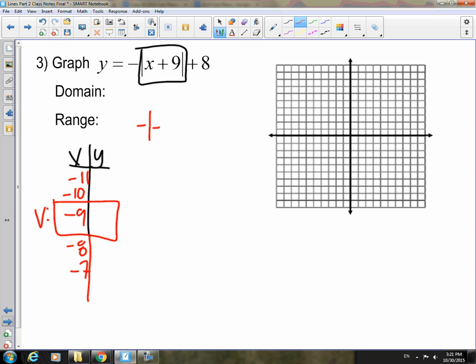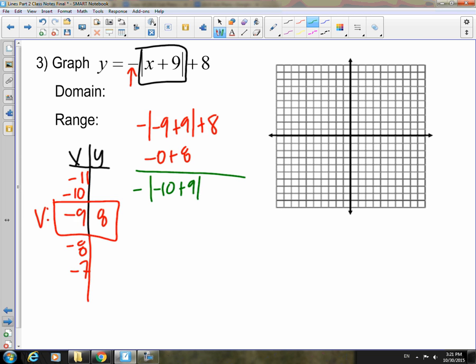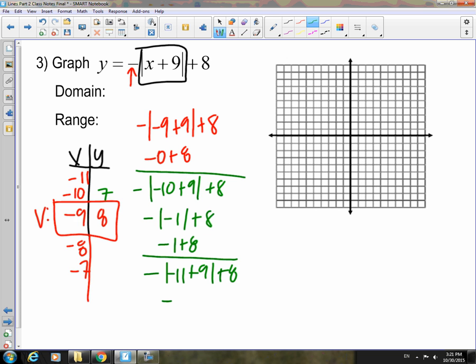So I've got -9 plus 9 plus 8. Make sure you see that negative on the outside. That does not cancel things. So I have -0 plus 8 just gives me 8. Now if I go ahead and plug in my other 2 values, I've got -10 plus 9 plus 8. So -1 plus 8 is 7. And then I'm going to plug in -11. So I've got -11 plus 9 plus 8. So I've got -2 plus 8 is 6.